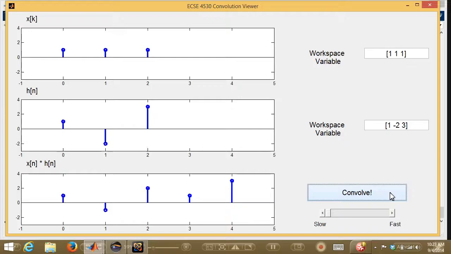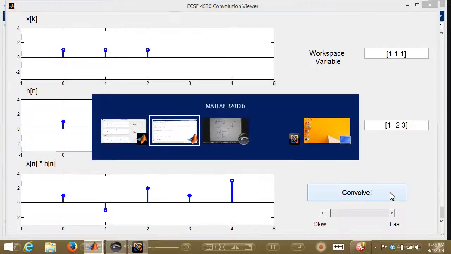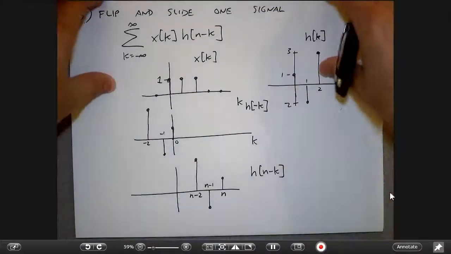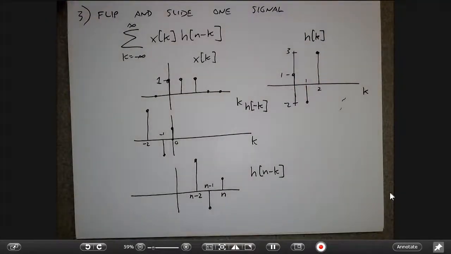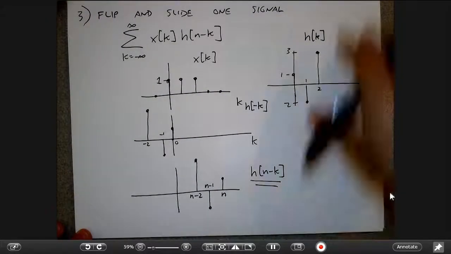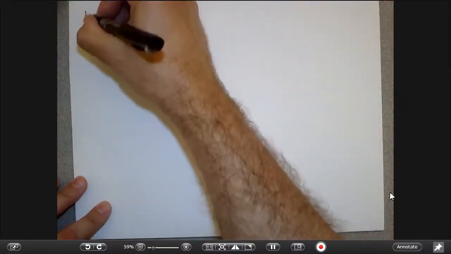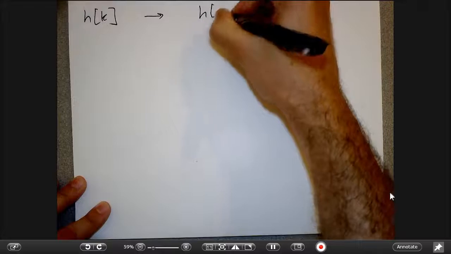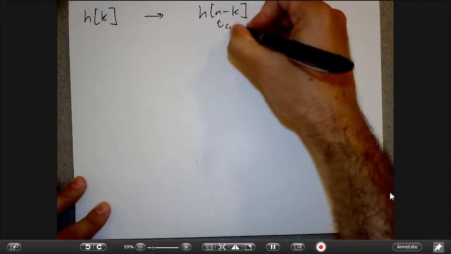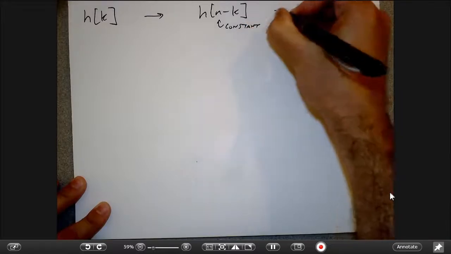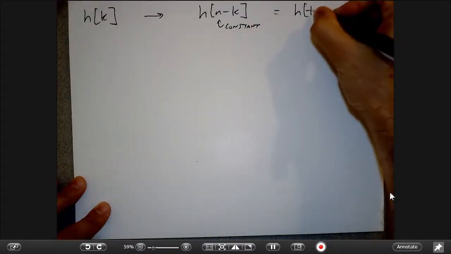Don't we usually do shift first and then flip? That's a good question. So let's go back and think about that. It's important to convince yourself why h of n minus k looks like this. Let's suppose, as a function of k, I want to consider h of n minus k, where n is like a constant for the purposes of the discussion. A different way of writing this is h of minus k plus n.